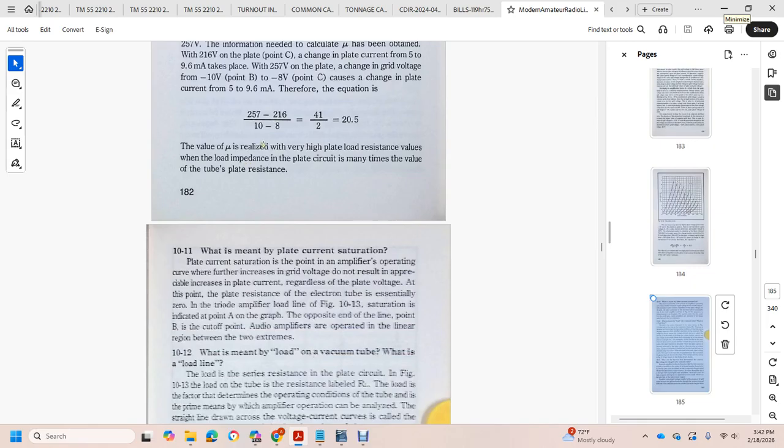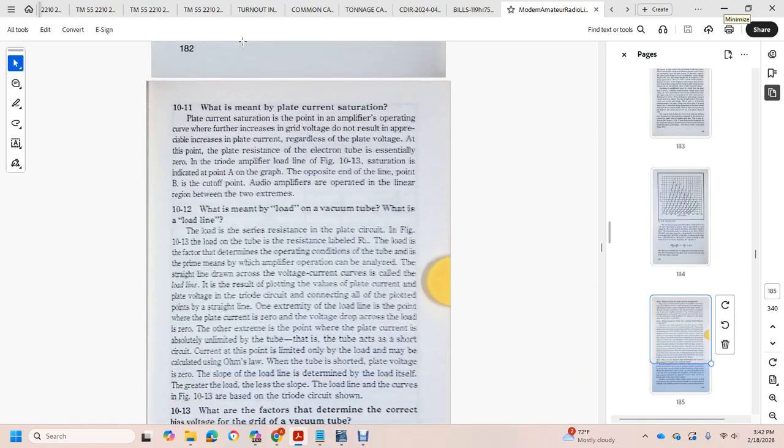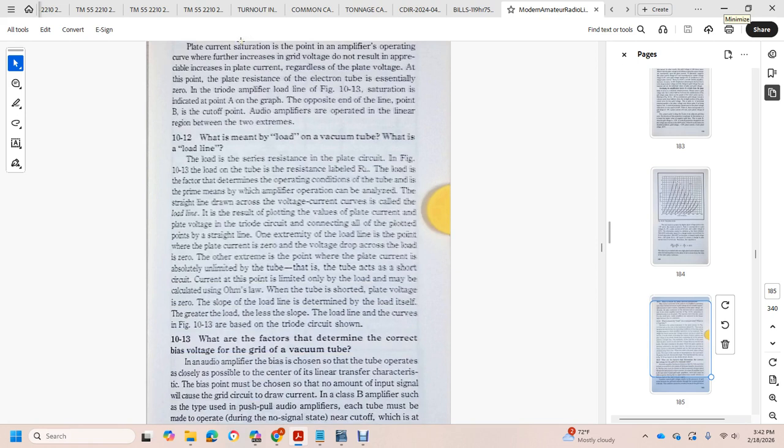What is meant by plate current saturation? Plate current saturation is a point on the amplifier operating curve where a further increase of the grid voltage does not result in an appreciable increase of the plate current, with regard to the plate voltage and the plate resistance of the electron tube. In figure 10-13, saturation is indicated at point A, the opposite end of the line is point B, the cutoff point, and the amplifier operates in the linear region between the two extremes.